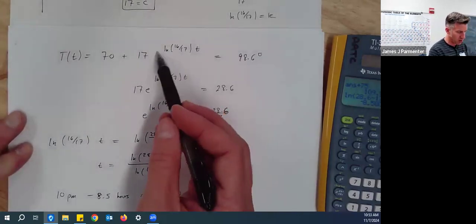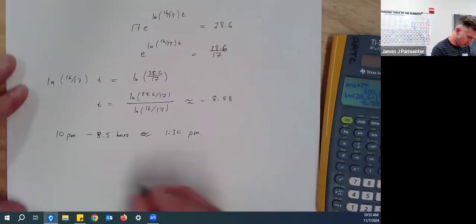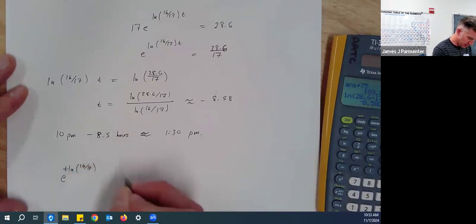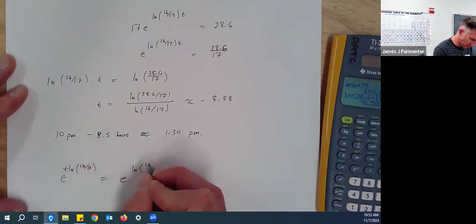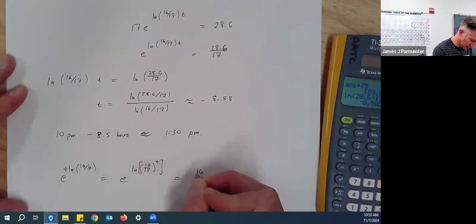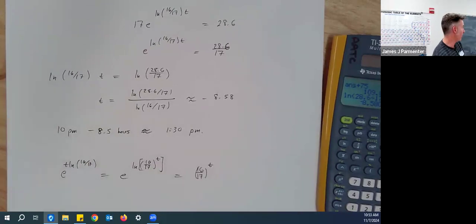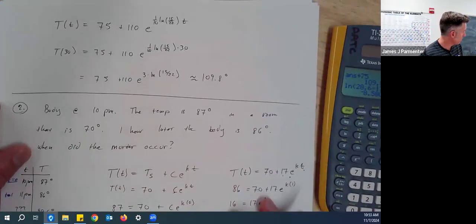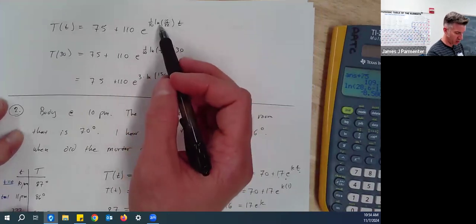So what you could do here if you wanted to is you could totally rewrite e to the natural log of 16 over 17 times t as e to the natural log of 16 over 17 to the tth power, and then you can write that as 16 over 17 to the tth power. You do have to have that raised to the power of t there. This one's a little nicer than a lot of them because you don't have anything dividing the natural log here. But in the previous problem, you could rewrite this as well, but it's even kind of grosser.